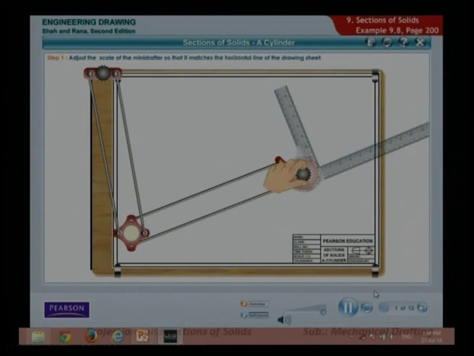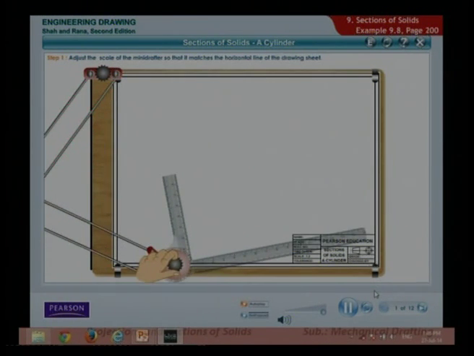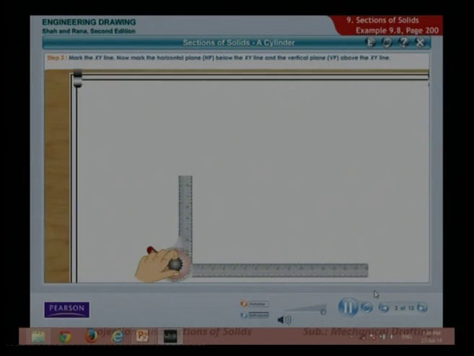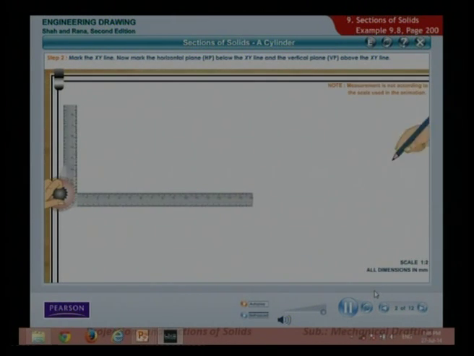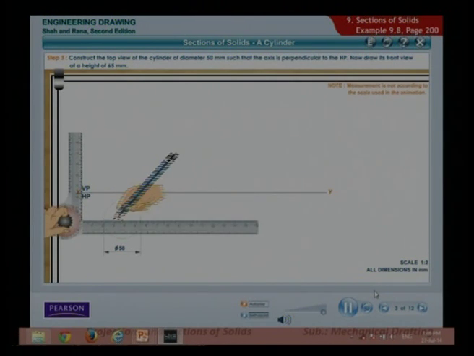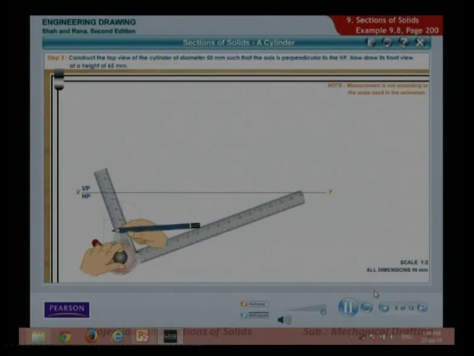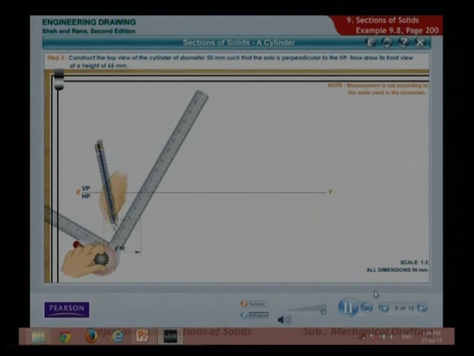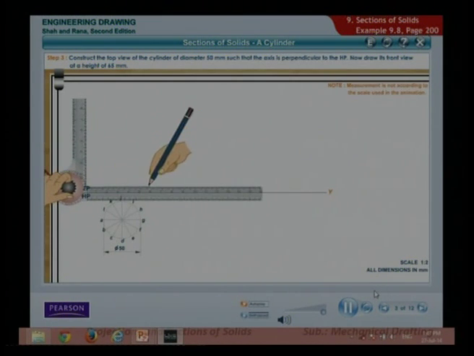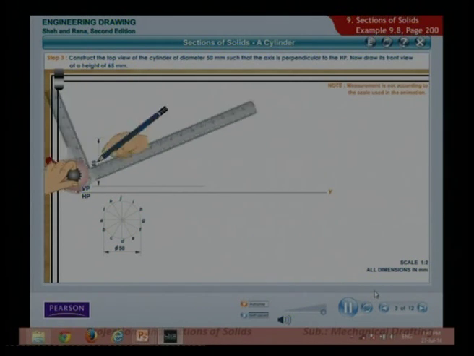Adjust the scale of the mini drafter so that it matches the horizontal line of the drawing sheet. Mark XY line. Now mark the horizontal plane HP below the XY line and the vertical plane VP above the XY line. Construct the top view of the cylinder of diameter 50 mm such that the axis is perpendicular to the HP. Now draw its front view with height of 65 millimeters.